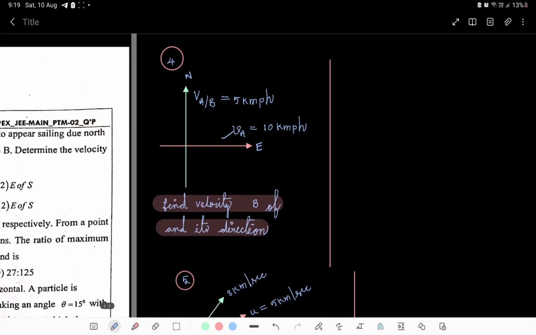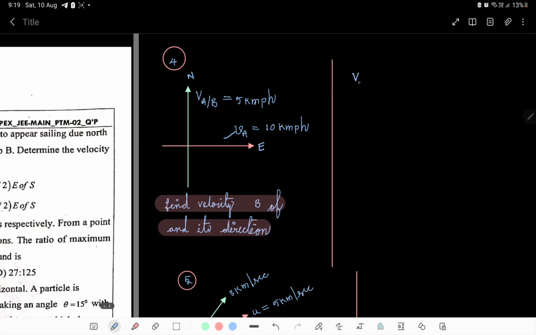Therefore if we draw the diagram, we know that velocity of A with respect to B can be written as velocity of A minus velocity of B. We don't know this velocity of B. Therefore velocity of B equals velocity of A minus velocity of A with respect to B. Velocity of A is 10 i cap, minus 5 j cap.